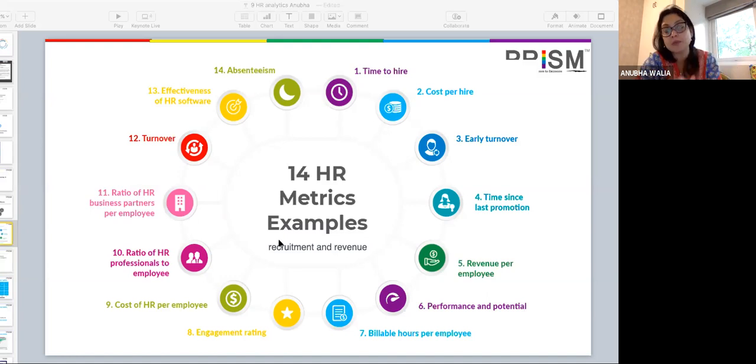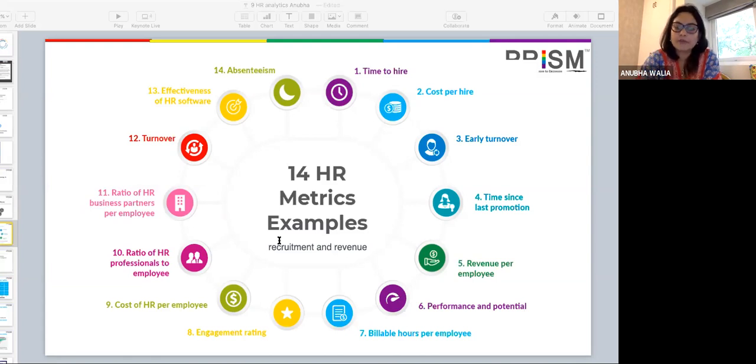So, average time in months since last internal promotion. It is a rather straightforward metric, which is useful in explaining why your high potentials leave. Then revenue per employee, which is simple maths: revenue over total number of employees. It will give you revenue per employee.